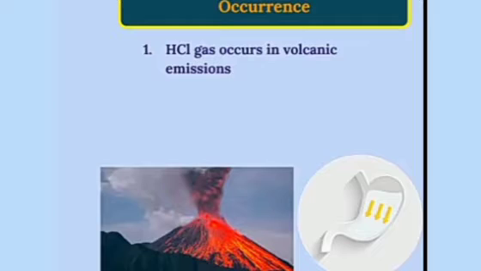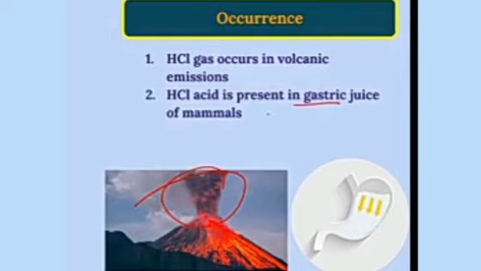Now next is the occurrence of hydrogen chloride gas in nature. Actually, hydrogen chloride gas occurs in the free state in nature. It occurs in volcanic emissions, right, and it is also present in the gastric juices of mammals, and it helps in digestion of food. So which acid is present in our stomach? That is your hydrochloric acid, and it helps in digestion of food, right?